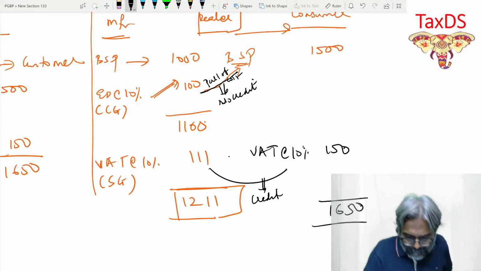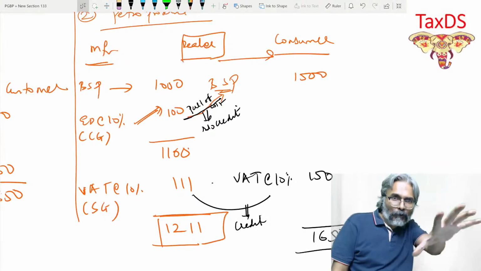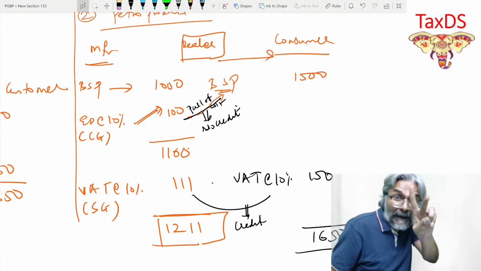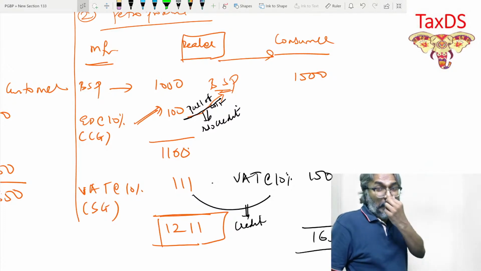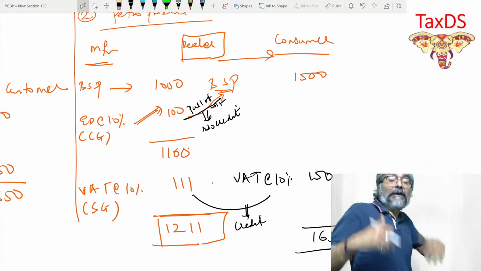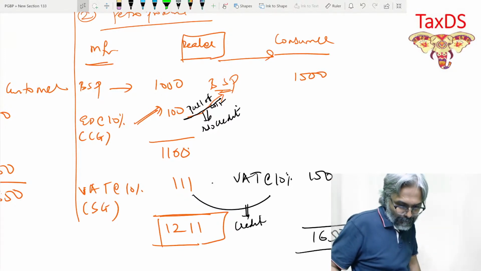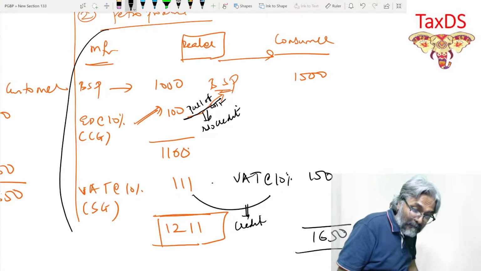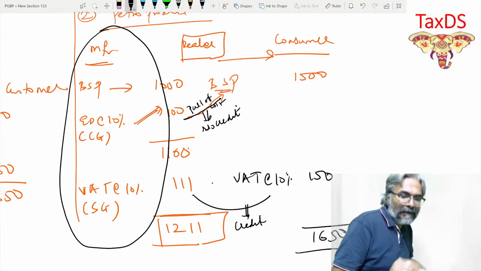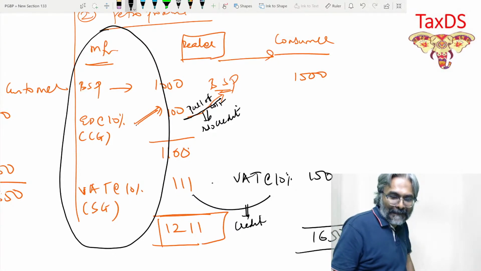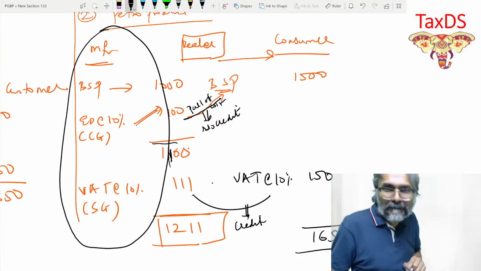Can you imagine, students, what is the scenario that is taking place for the five petro products today? For the five petro products today, there is a double cascading effect that is taking place. You will say, sir, where is the double cascading effect? The first cascading effect, students, is at the manufacturer level itself. Why? Because the excise duty is charged first, and the VAT is charged on the subtotal. What is the subtotal? 1100. On that the VAT is charged.